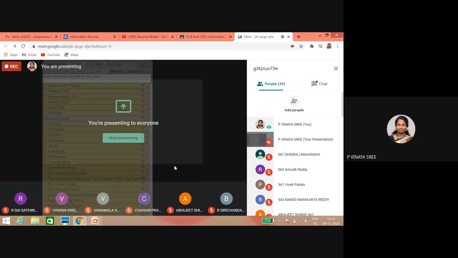We have to provide the security. For example, if information is in storage, let us suppose the information is in the database, then you have to provide a different security for that. Now let us consider information is in transmission state.